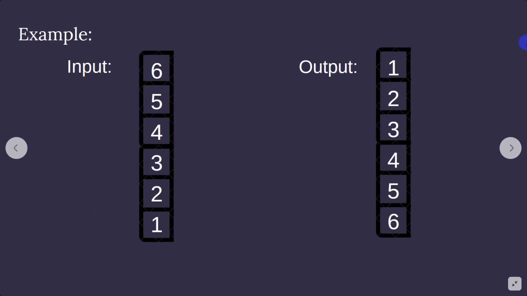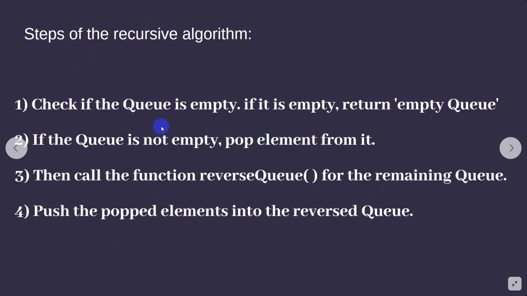So in this example, I have given a queue as input, which is 6, 5, 4, 3, 2 and 1. And the output I am obtaining is 1, 2, 3, 4, 5 and 6, which is the reverse of the input. So I will show you how to do this in this video.